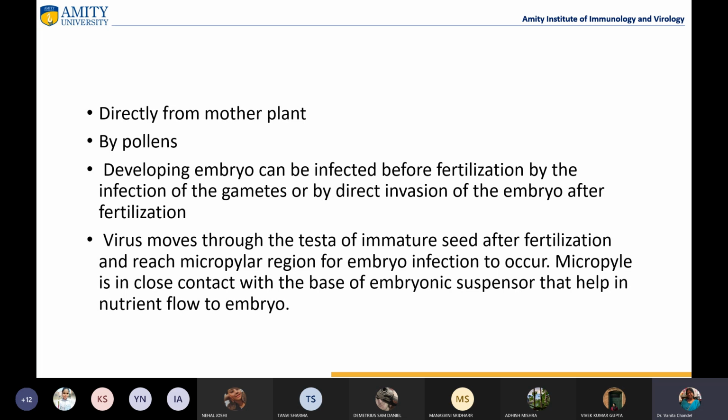The developing embryo can be infected before fertilization by infection of the gametes, or by direct invasion of the embryo after fertilization. The virus moves through the testa of the seed after fertilization and reaches the micropyle region of the embryo for infection to occur. This micropyle region is in close contact with the embryonic substances that help in nutrient flow to the embryo. So this is how it moves to the embryo. And if it is in the embryo, then definitely the seed that forms will carry it too.